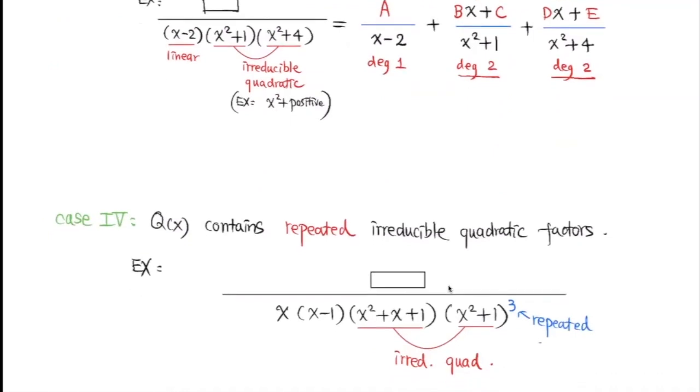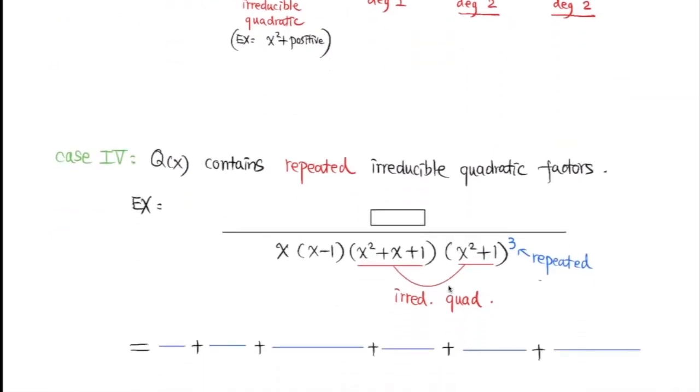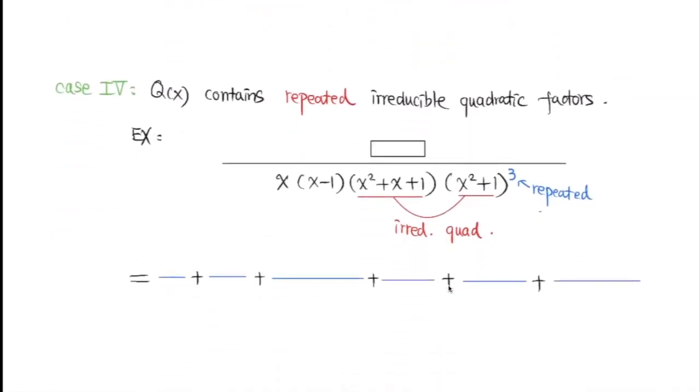Now we get to the fourth case right here. When the denominator contains a repeated irreducible quadratic factor, like this one over here. See, both of them are irreducible quadratic, but this one here is repeated 3 times. So how should we decompose this into a sum or difference of partial fractions?